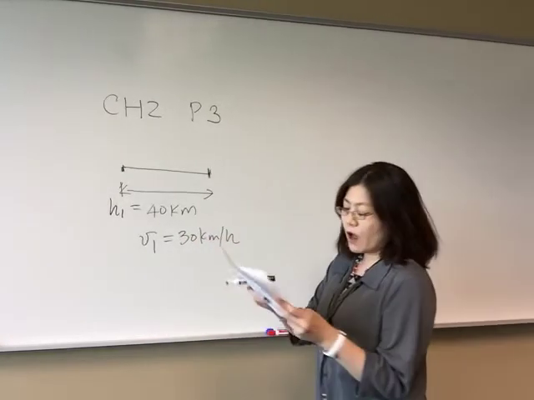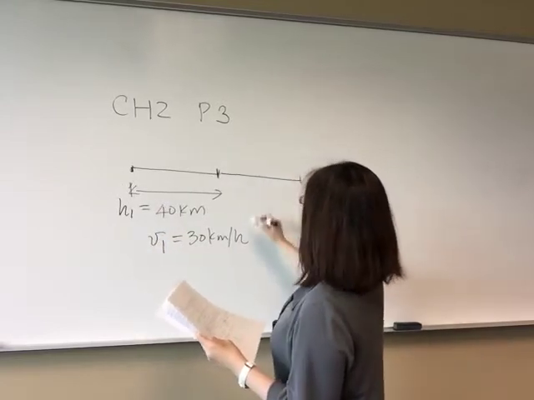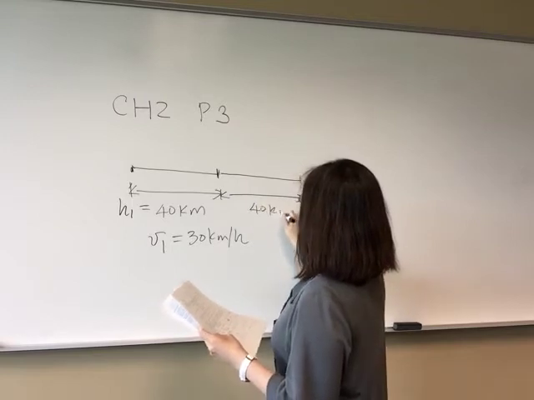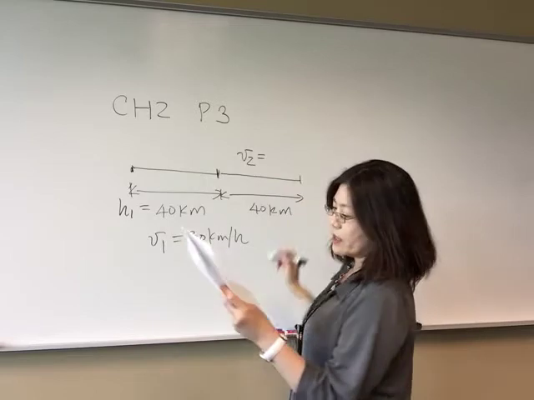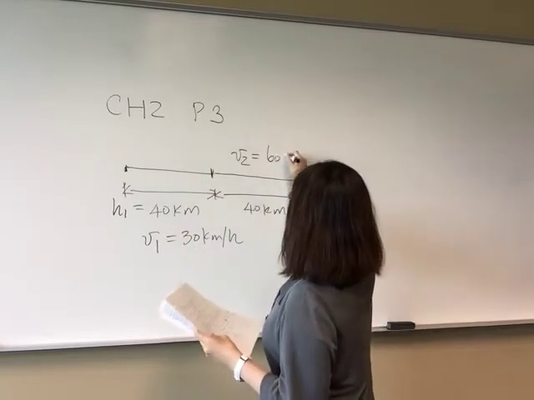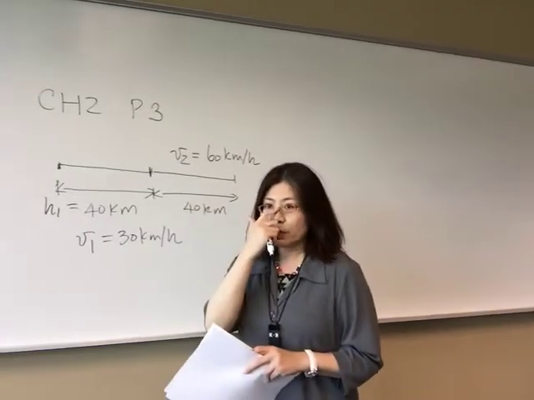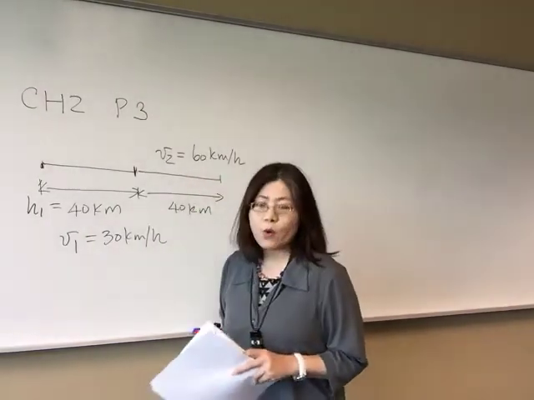And then the car continues to move another 40 kilometers. So that's from this point to that point, an additional 40 kilometers, and the velocity changes. So the velocity now is 60 kilometers per hour. Now, normally you want to use the SI unit, but for this problem, you don't have to. You can just keep the kilometers and per hour, okay?